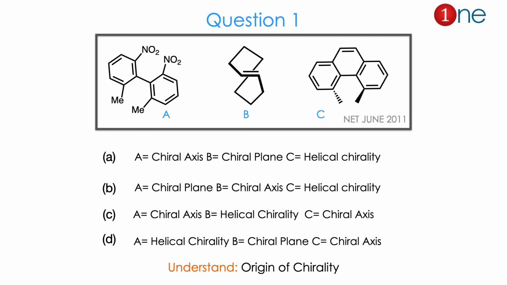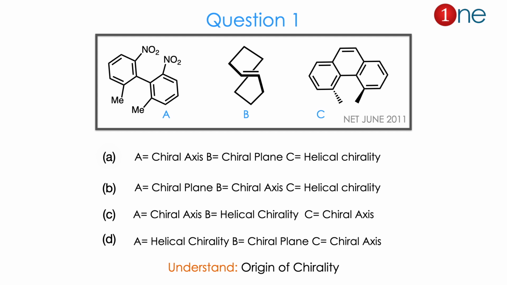Let us see question number 1. The question contains 3 different compounds. One compound is a spiro kind of compound. The second compound is a twisted compound, which is B. And C is a kind of continuous phenanthrene ring. It is attached with methyl, one above and another below.